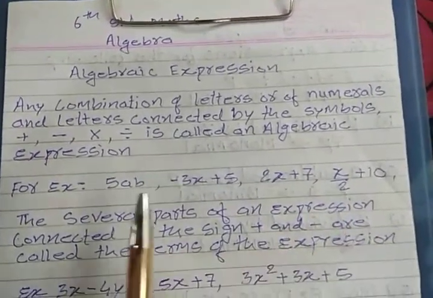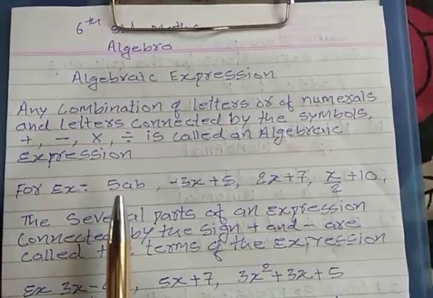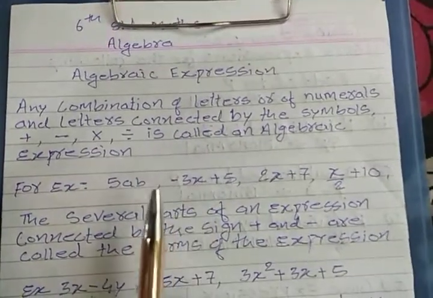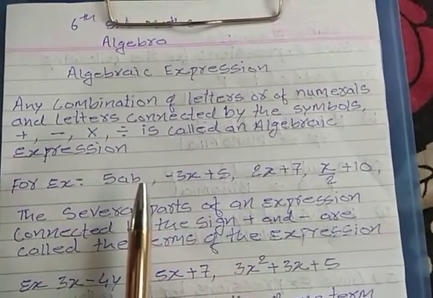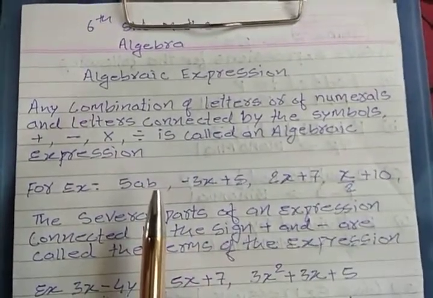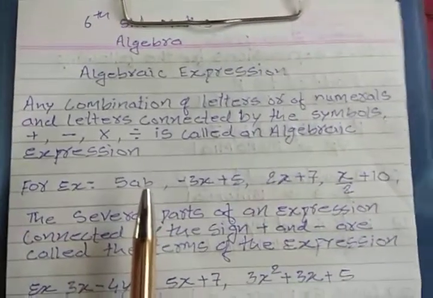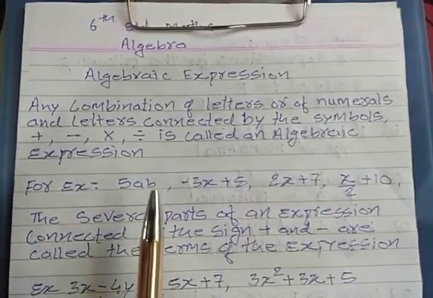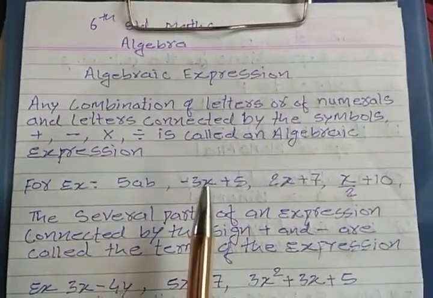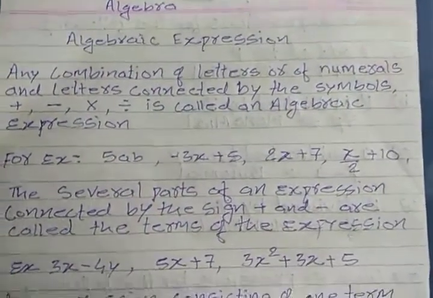Here what we have seen: alphabets along with numbers, and the alphabets are different. It may be any alphabet from A to Z, with any number. As we mentioned before, we use the signs plus, minus, multiply, divide. Here 5ab means 5 multiplied by a multiplied by b, minus 3 multiplied by x plus 5. These are examples of algebraic expressions.